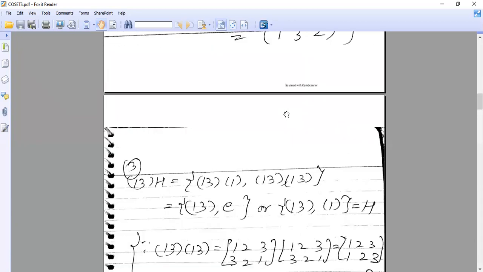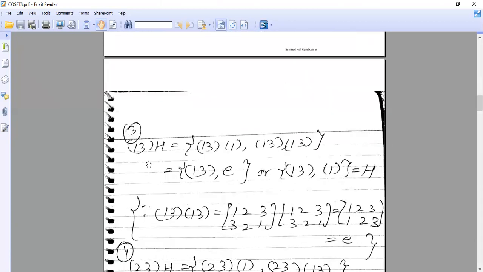Now we have taken another element from the group, that is (1 3). So (1 3)H will be (1 3) into 1, (1 3) into (1 3). (1 3) into 1 will be (1 3), and (1 3) into (1 3) will give you the identity element. So (1 3) and the identity element, that means basically this is your H, the given subgroup. So (1 3)H will give you H.